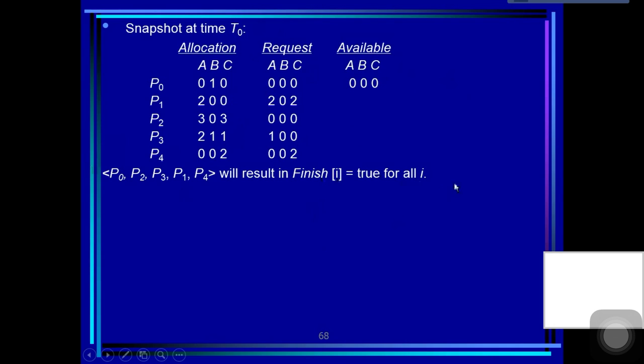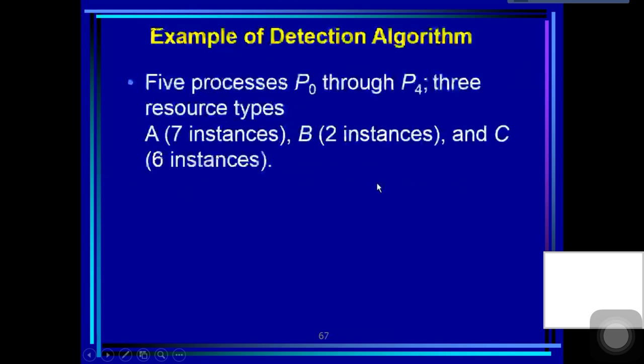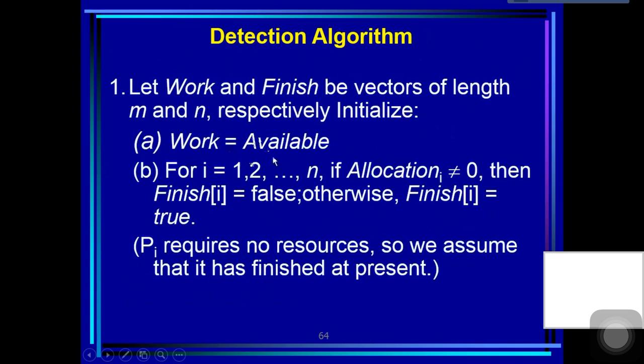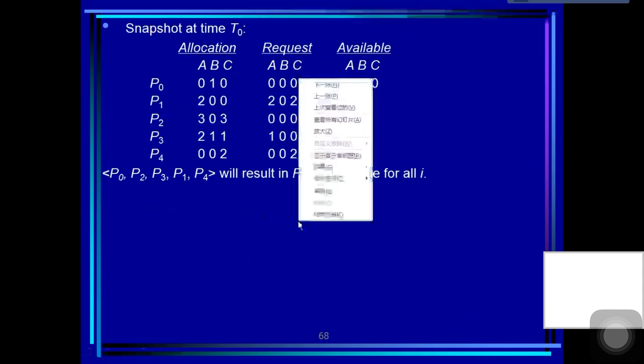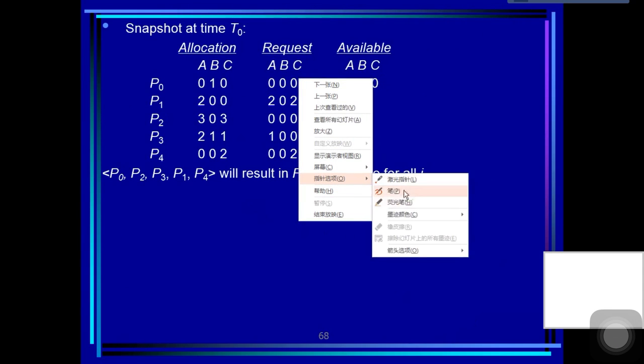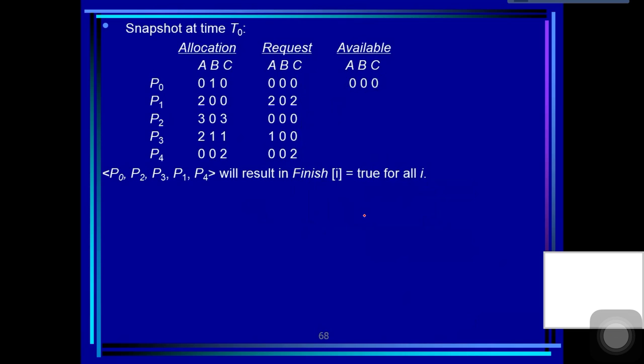So let's look at the definition first. We also have work. First, work equals available. And for finish, if the allocation[i] doesn't equal 0, then finish[i] equals false. Otherwise, finish[i] equals true. So first, let's initialize work and finish.